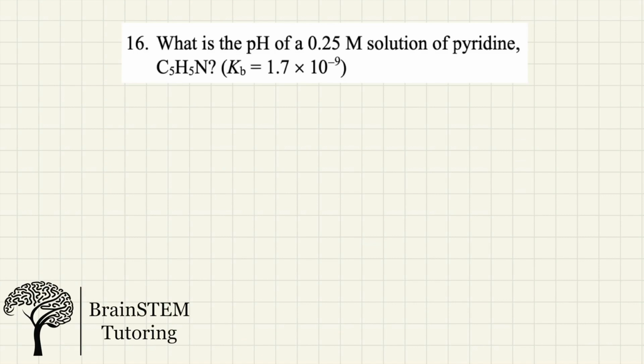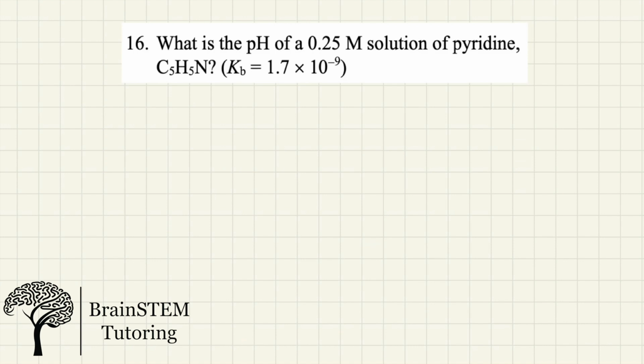Hello everyone, this is Whit from Brainstem Tutoring, and in this video we're going to talk about how to find the pH of a basic solution. So in this question, it says, what is the pH of a 0.25 molar solution of pyridine, which has the chemical formula there, and it has the Kb of 1.7 times 10 to the negative ninth. So you need to know that this is a weak base.